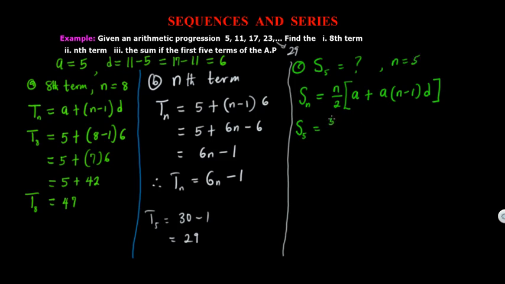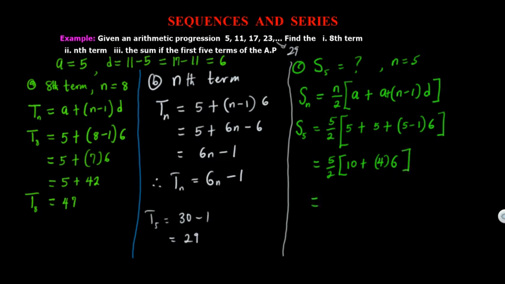Then that will be 5 divided by 2, open bracket. We already know the first term to be 5, plus, oh sorry, this is plus as well, plus n, which is 5, minus 1, close the bracket. Our difference is 6. So this is 5 divided by 2. This gives us 10 plus 4 to be multiplied by 6.